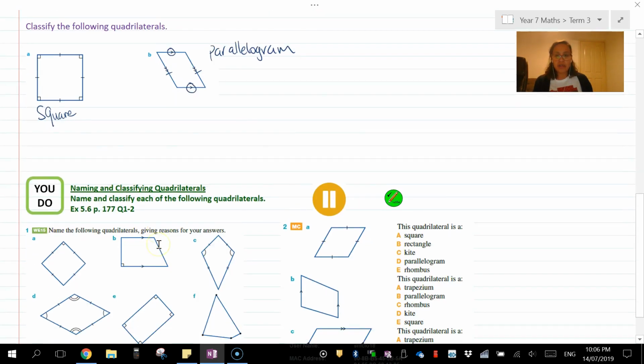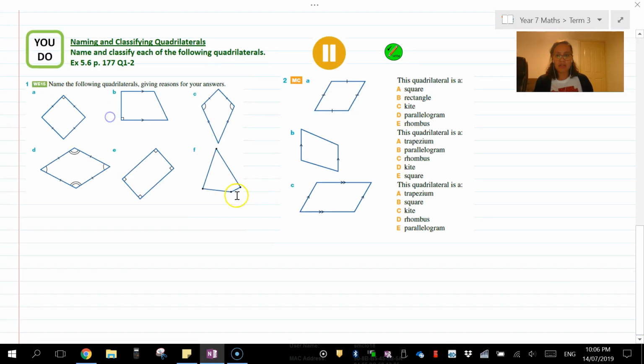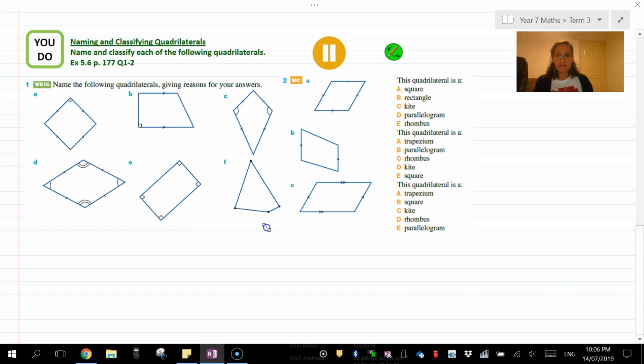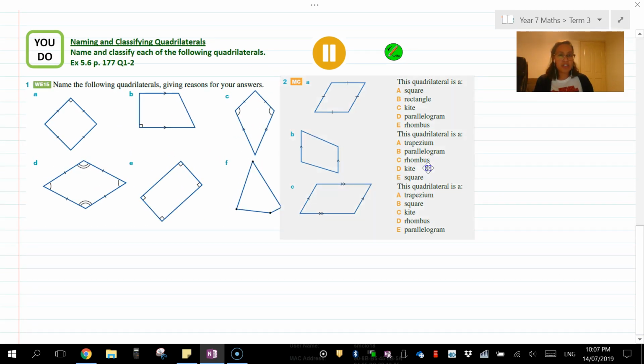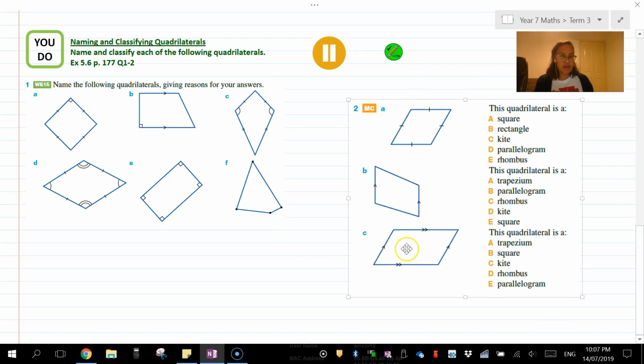So what I'd like you to do is pause the video and have a go at this one. I'll just make that a little bit bigger for you. And question 2, there's 3 components there, and they're all multi-choice. So you just need to decide what they are based on those shapes and based on the information that's been given to you.